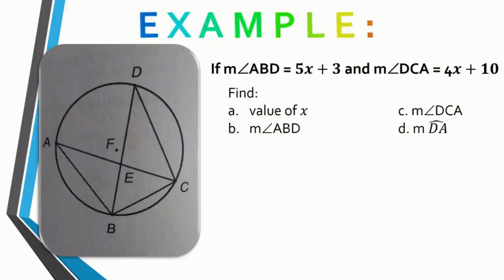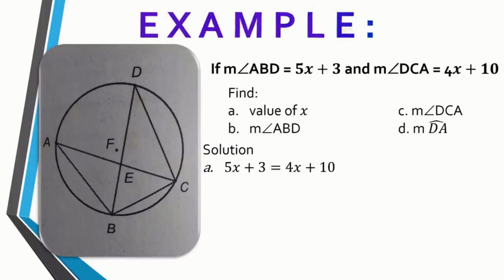Now, as you observe on the figure, the angle ABD and angle DCA are both inscribed angles, and their intercepted arc is arc AD. So, in letter A, we can say that angle ABD and angle DCA are equal. So, our equation is 5x plus 3 is equal to 4x plus 10. Combine similar terms, 5x minus 4x is equal to 10 minus 3. So, meaning, x is equal to 7.